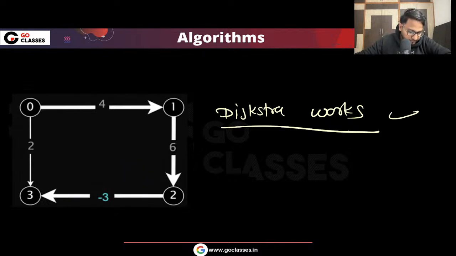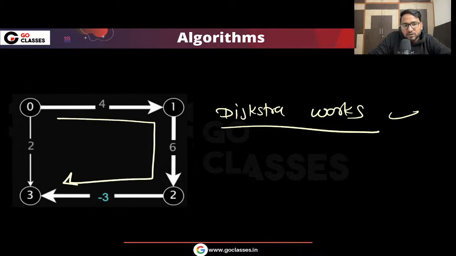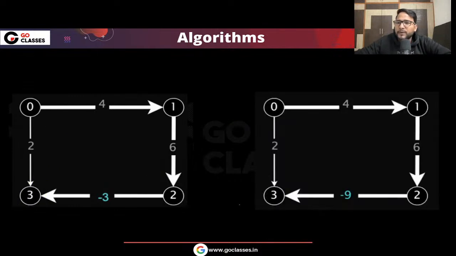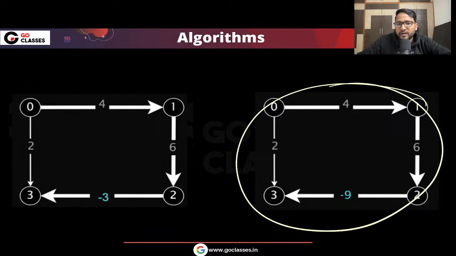Let's just see more. See, there is no cycle. It is not a cycle. There is no 4, 6, and then this is still 3 only. This edge is not going like this. There is no cycle. Now you tell me, in this particular graph, is Dijkstra working?